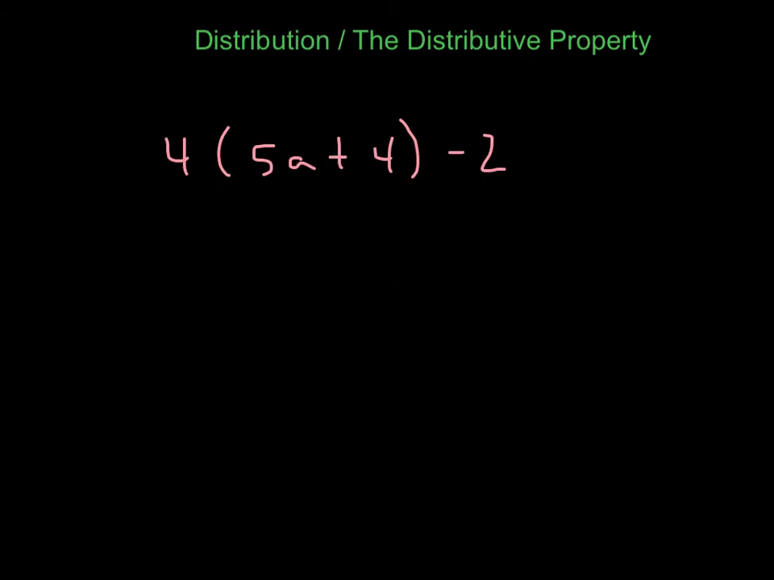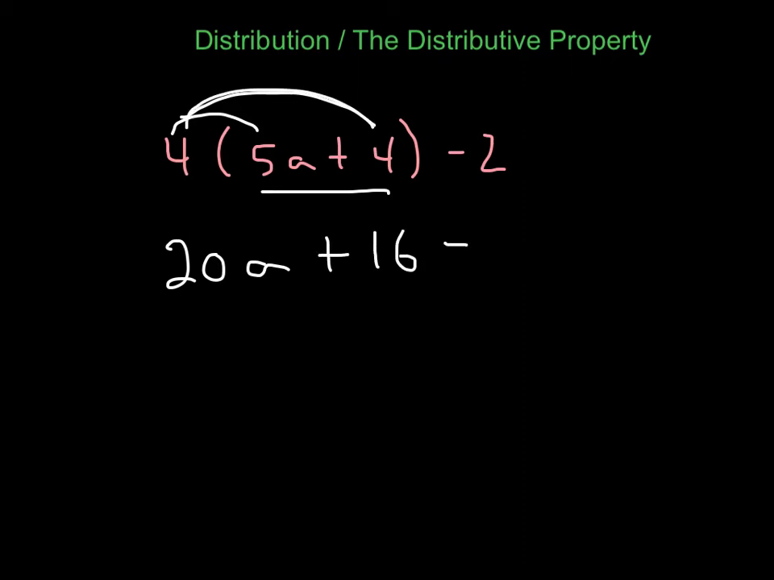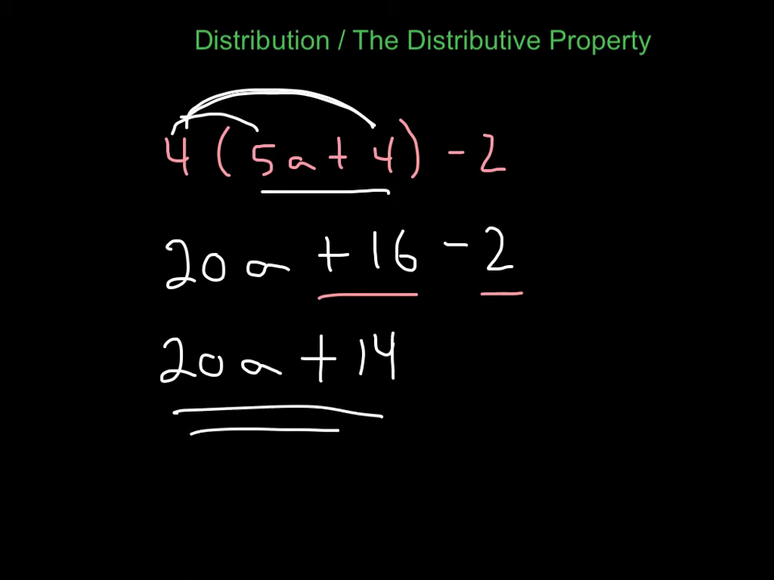Again, I look inside my parentheses. There is nothing to combine, so I'll draw my arcs to remind me to distribute the 4 to those two terms. +4 times a +5a is a +20a. A +4 times a +4 is a +16. Minus 2, the 2 just comes down for the ride. 20a drops down, but my 16 and my negative 2 are both constants. I could combine them, and 16 minus 2 is positive 14. And there's my final answer.